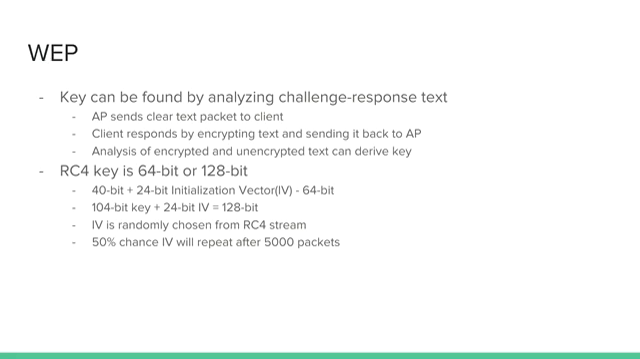The encryption uses an RC4 stream cipher. And the key is either 64-bit or 128-bit. Both use a 24-bit initialization vector, which is chosen at random from the stream. With a 24-bit IV, there is a 50% chance that it will repeat in packets after about 5,000 packets. This means that if you sniff a network with enough traffic, you can find multiple packets with the same IV and attempt to crack it.